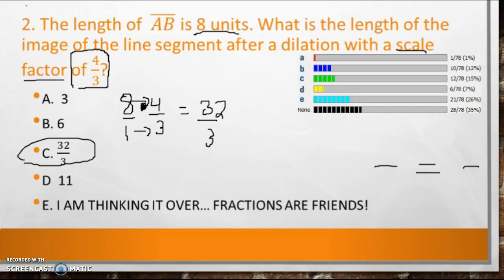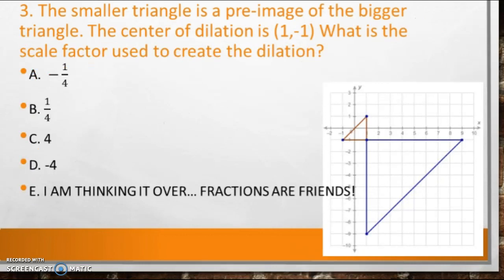Okie dokie. Keep going. All right. I've got to clear the poll. You can go ahead and select E while I'm reading it if you want to. The smaller triangle is the pre-image. So I'm going to label that little bitty one pre-image. Bigger triangle is the image. The center of dilation is right there. What is the scale factor used to create the dilation?